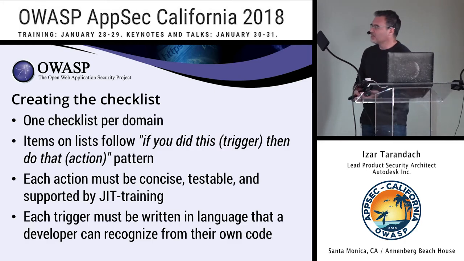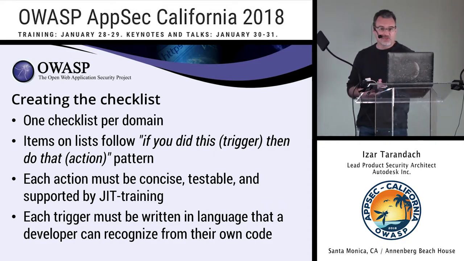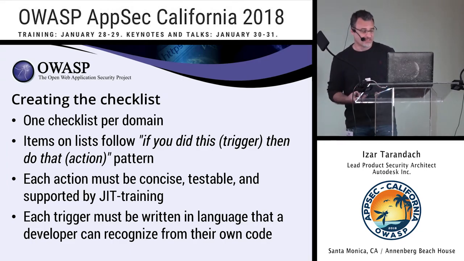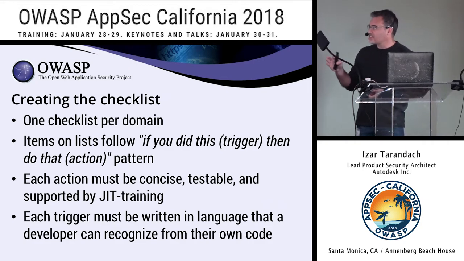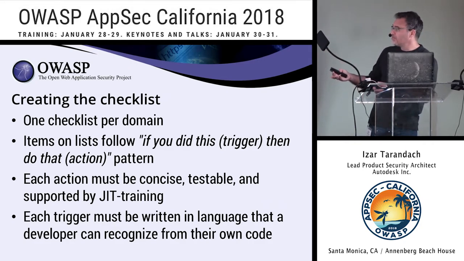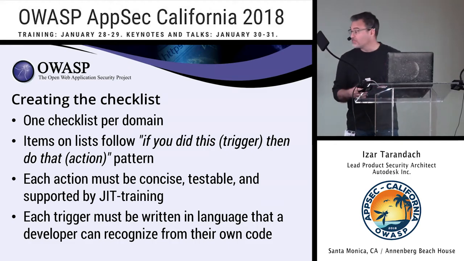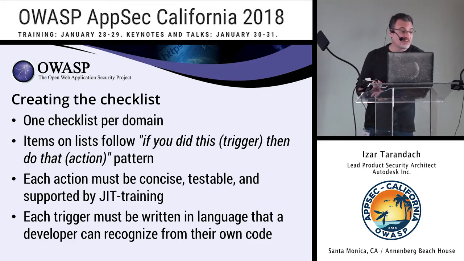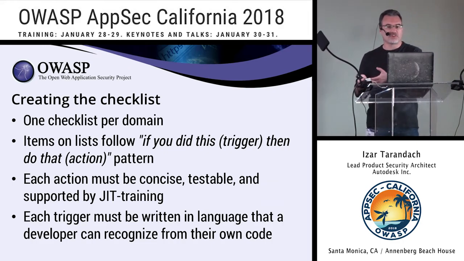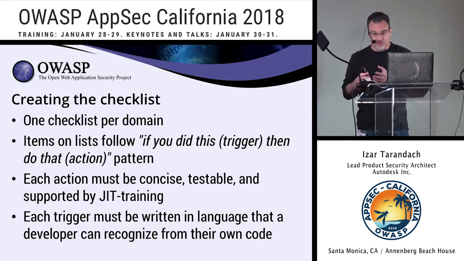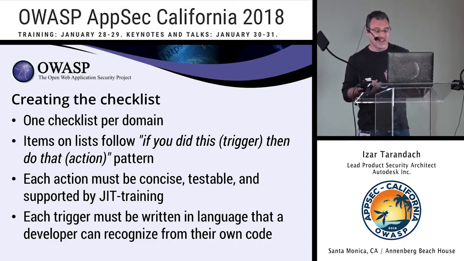So when creating the checklist, these were some of the absolute values that I needed to have there. I have one checklist per domain. The one that I'm using right now is a generic one. It doesn't have any particular domain, but I'm working on a couple of others that are more specific. Each item in the list has to follow the if-you-did-this trigger, then-do-that action. Each action has to be concise, testable, and supported either by JIT training or by some other form of instruction. Again, the trigger must be written in a language that the developer can recognize as their own. If this means including wording specific to that product team, because they have their own libraries or their own jargon, then so be it. The important thing is that they can look at it and not question whether it's something they did or not.